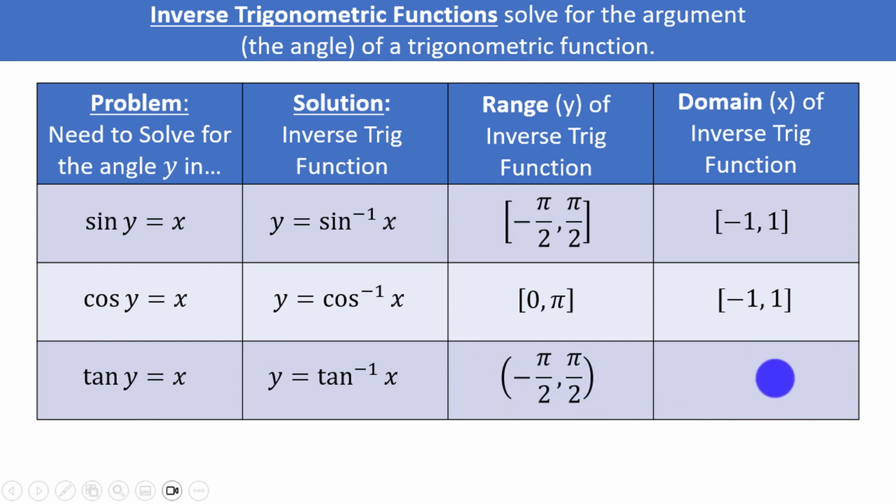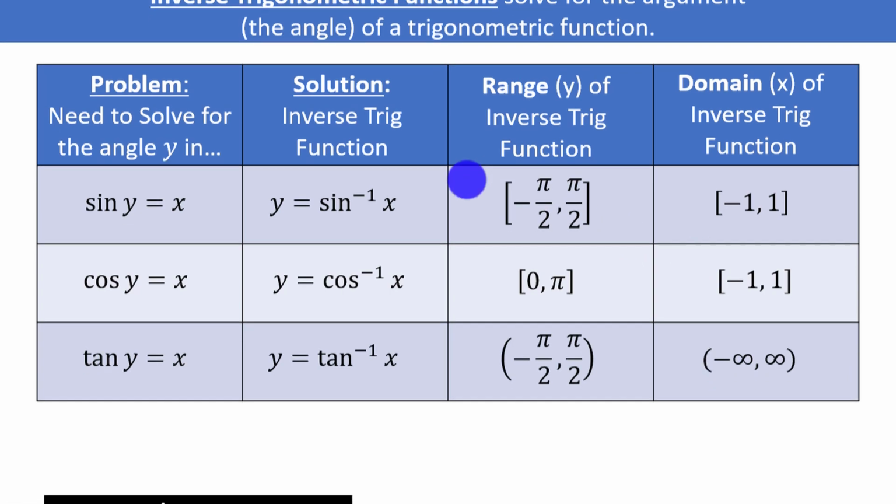And the domain is going to be the original range of tangent. So what values can you get out of tangent? Well, you can get anything out from tangent. So we would have from negative infinity to infinity, right? Tangent has no bounds. If you think about the graph, it goes to infinity or to negative infinity. So we would have a domain now on our inverse function of negative infinity to infinity.